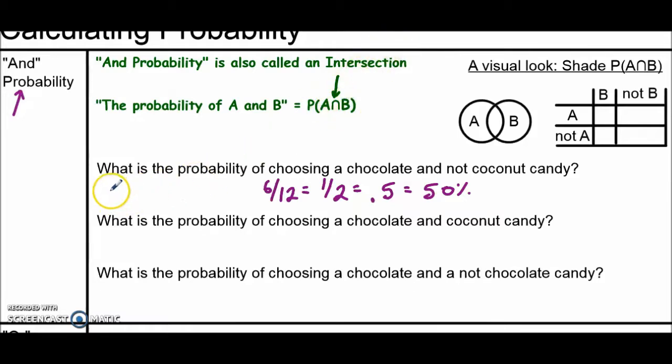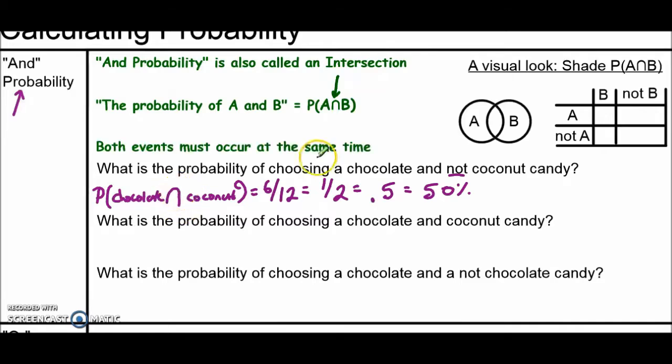If we go back to the previous problem we were doing, we could write that the probability of choosing a chocolate and not coconut candy is P chocolate, then the intersection symbol, okay, an upside down U or an N, and then coconut with a little C up here to show complement. That's where the not comes in. Okay, so again, we're using that intersection symbol.